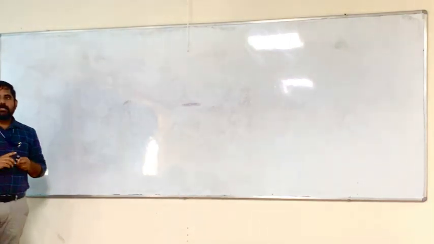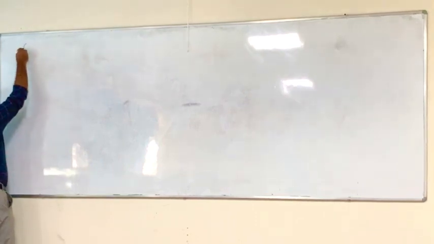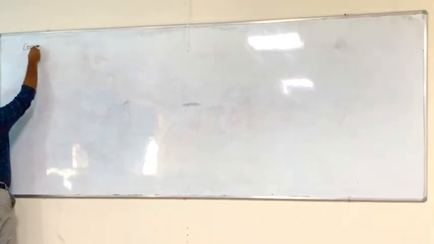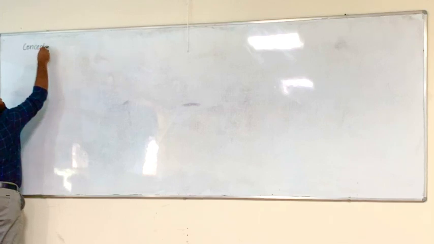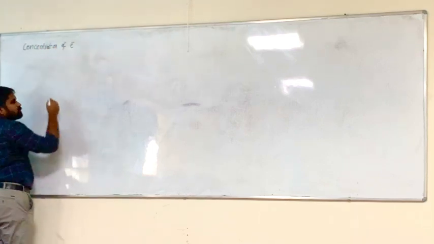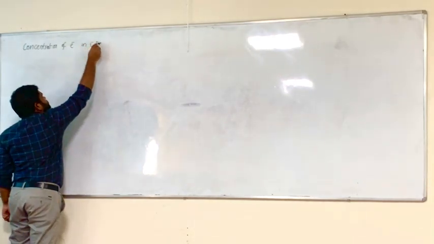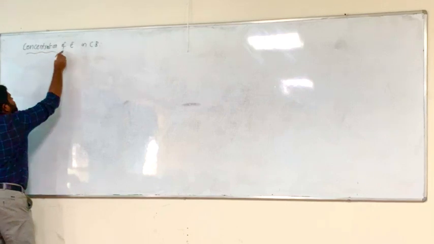So the compulsory question for us in an examination is the concentration of electrons in the conduction band. This is the question: derive the expression for the concentration of electrons in the conduction band. So this is one of the compulsory questions.